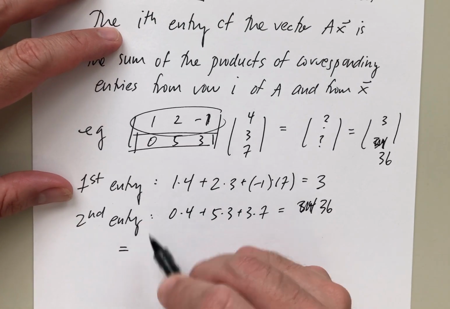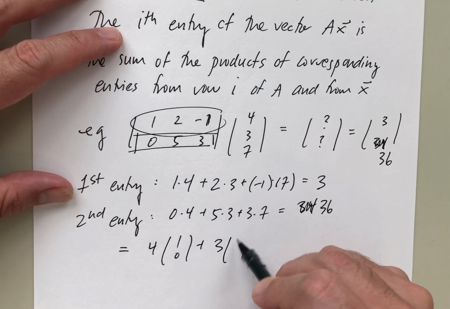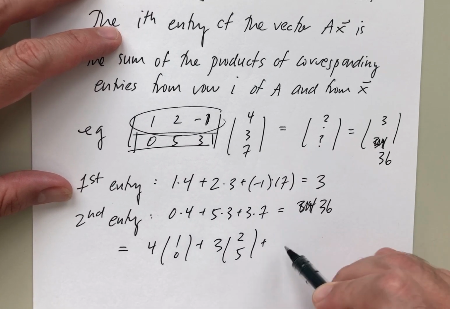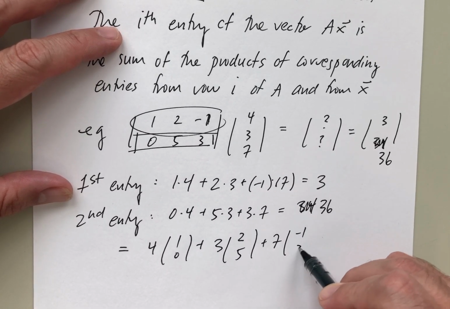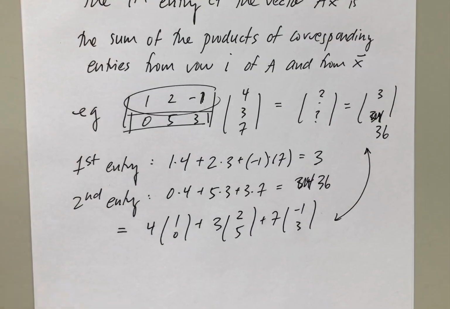So let me just point out that this is the same thing as taking 4 times that first column, plus 3 times the second column, plus 7 times the third column. If you check, you'll get that this is also equal.